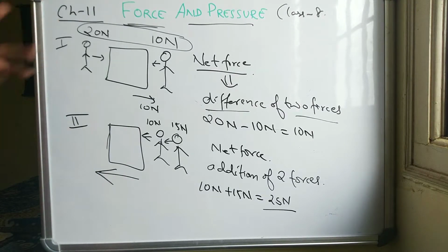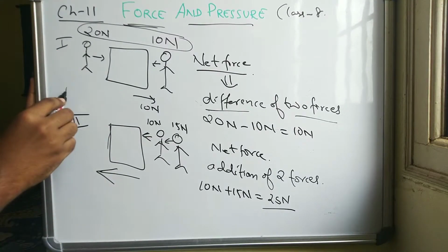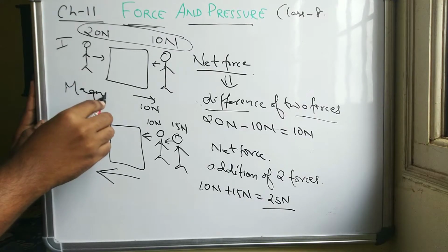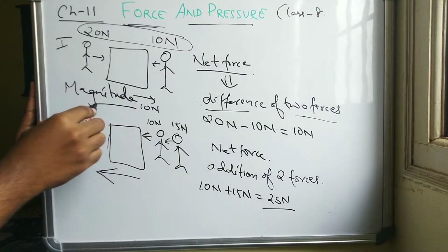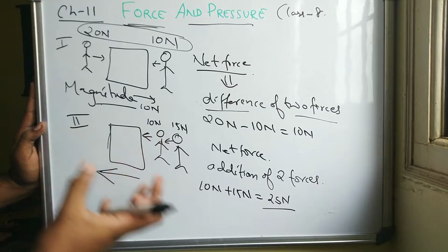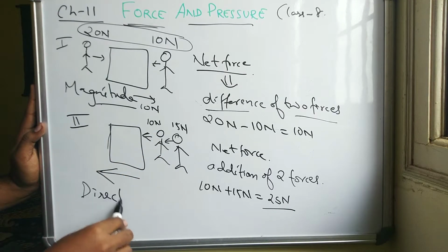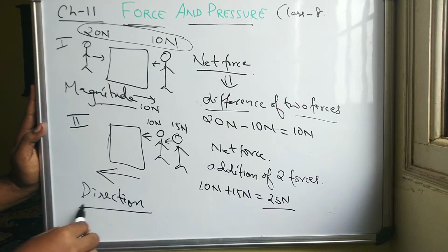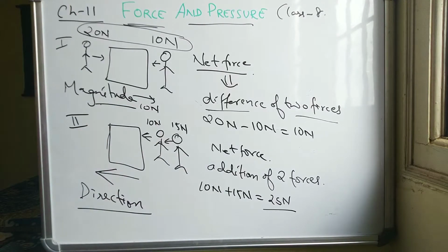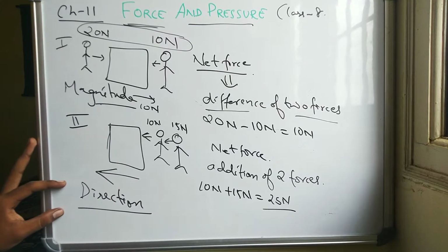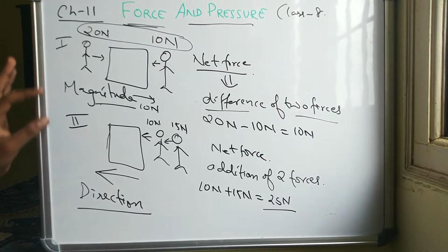Now observe here. Force has two main things: magnitude and direction. Magnitude means the strength of the force. The other is direction. Force is a vector quantity, which we will study later. Vector quantity means magnitude and direction will both be there.